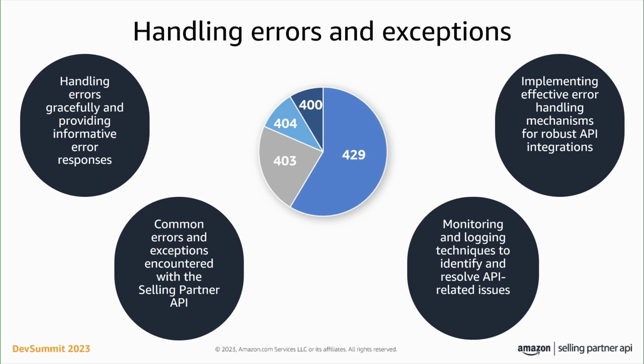The pie chart at the center of this slide is literally the distribution of our 4xx errors that we see in selling partner APIs. A big chunk of these errors are coming from 429s, which is throttling. This basically says that you have reached your quota of using a particular API for a particular customer.